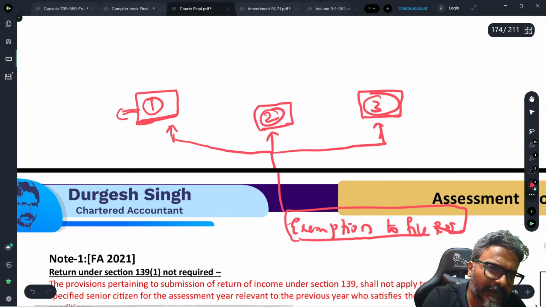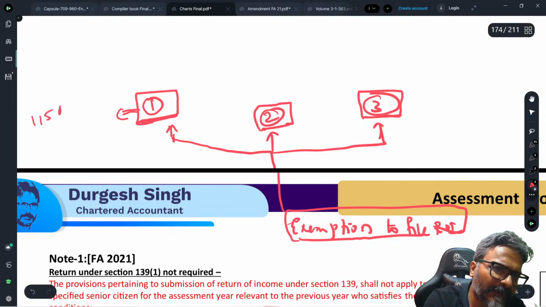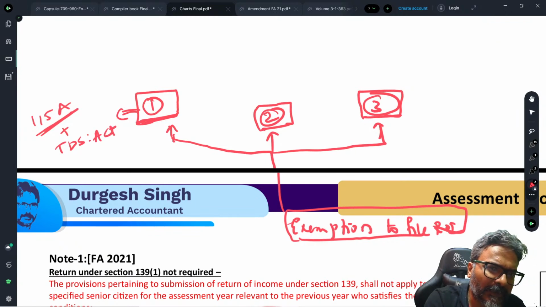The return of income will not be required to be filed in this case. I'll just quickly make a reference of it. Remember, if the income of 115A only is there and the TDS has been deducted as per the Act rate. I hope that all of you are aware of this one.